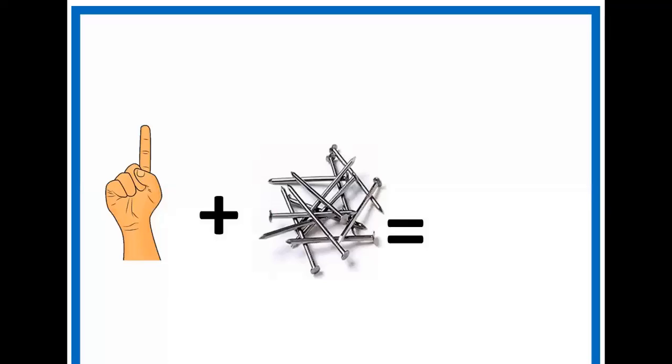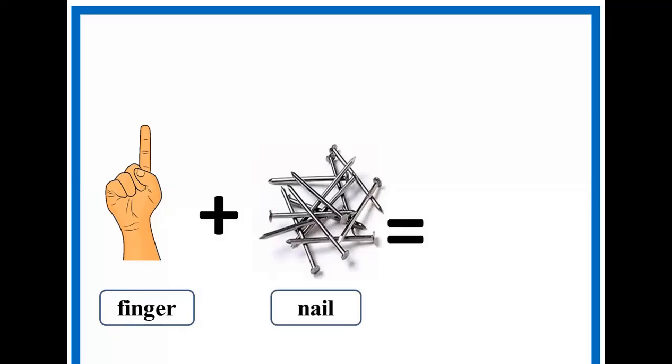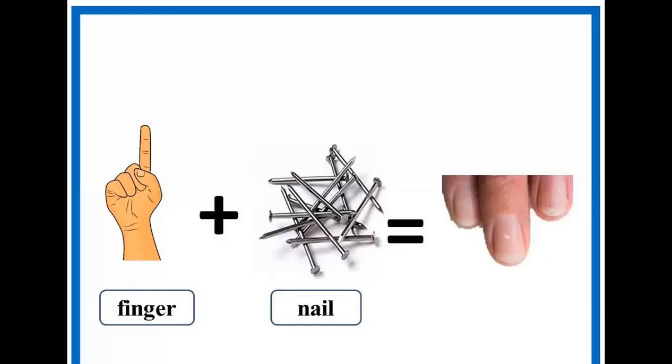Our first example is finger plus nail. It becomes fingernail. So here two different words are joined together to form a new word which is fingernail, and it has a totally different meaning.